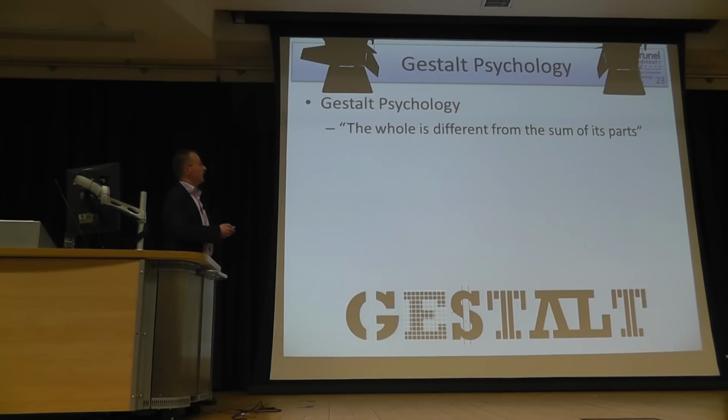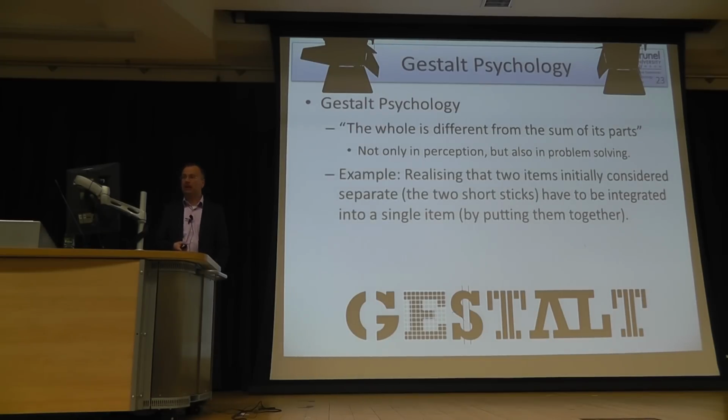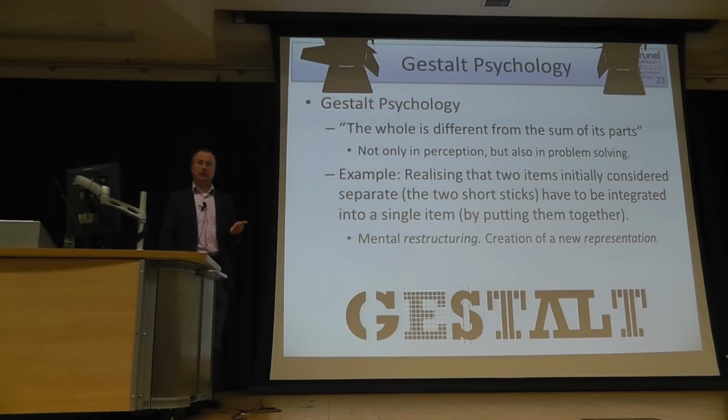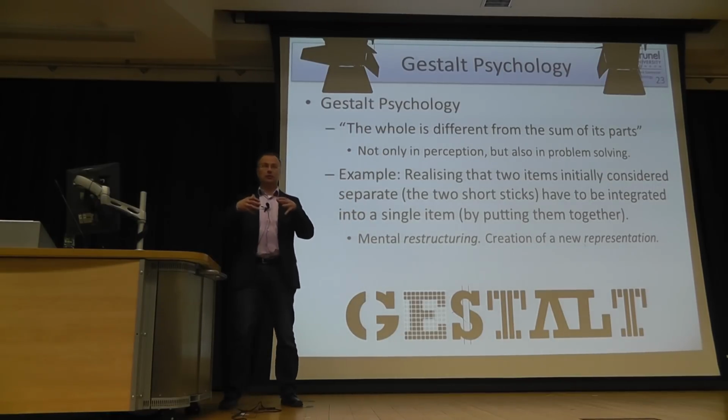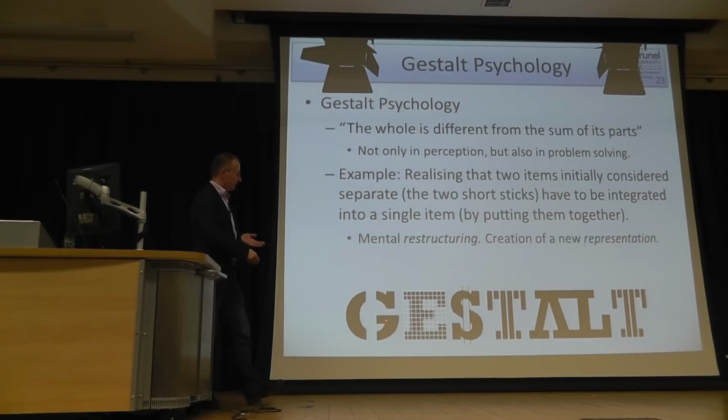So, as I said, Gestalt psychology stated that the whole is different from the sum of its parts, not only in perception, but also in problem solving. The example is the realization that two sticks separately, when put together, create a new thing. So it's a change in representation, also called mental restructuring. And that's basically the same thing as in perception. We have the individual elements of a shape, however, we can combine them to create something new. Here we would have just funny shaped arcs, but we can combine them into the letter G.